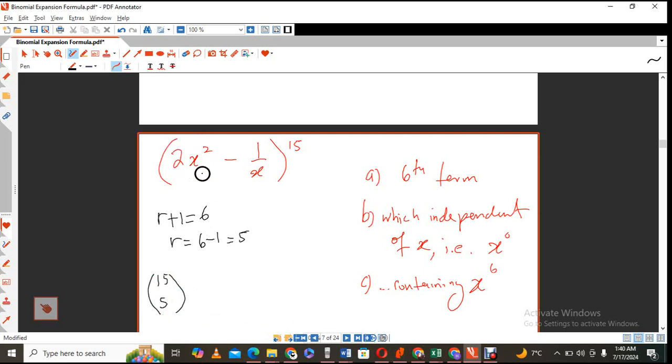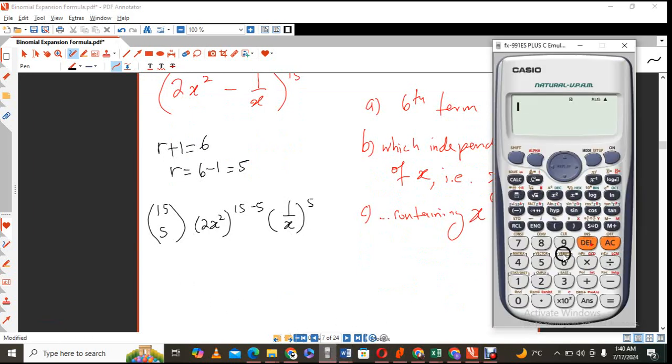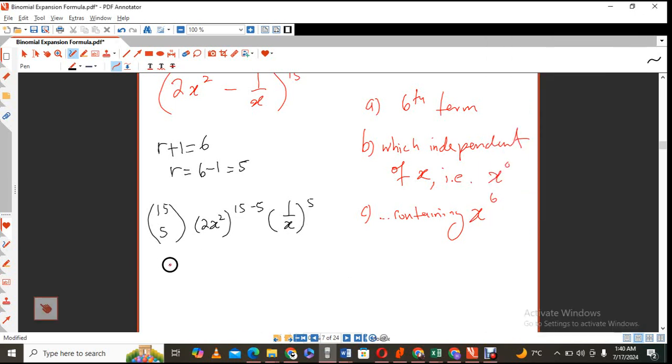Our a is this whole 2x squared. So I'm going to put 2x squared, and that will be 15 minus 5. Our b is nothing but 1 over x, and that has to correspond with this 5 over there. So we are halfway done. We can find the sixth term. So it's just a matter of, let's clean this up a bit. 15 choose 5, that's 3003. Then I have 2 raised to the power of 10 because that's 15 minus 5.